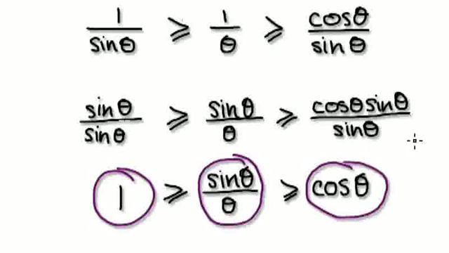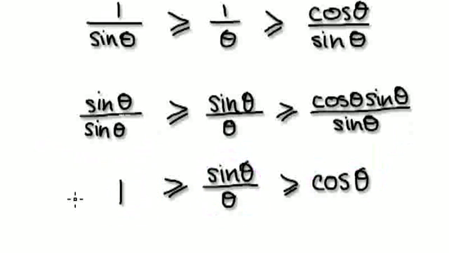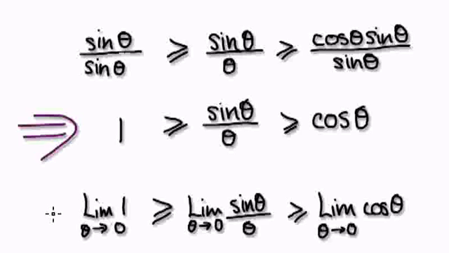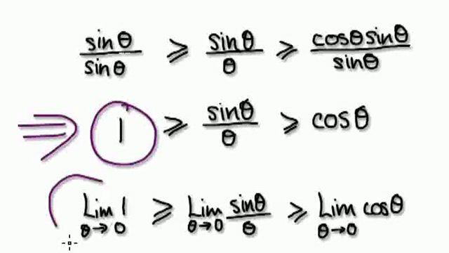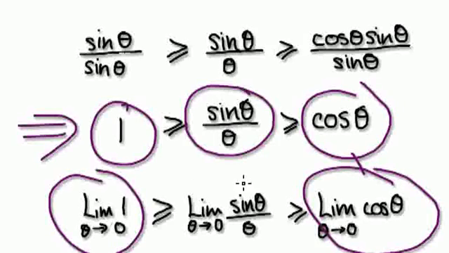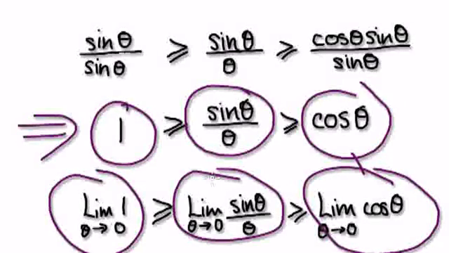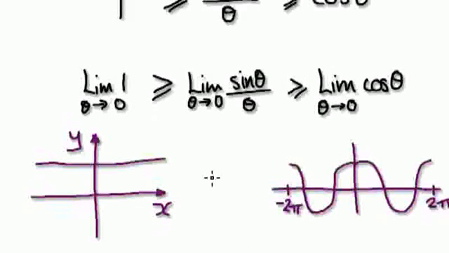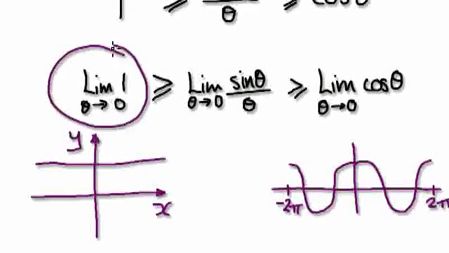Okay, so now take the limit of this as theta approaches 0. Our next step, we are currently here. Our next step is to take the limit of both sides. So here, take the limit of this side, which is this, and then take the limit of this, which is this, and again we are taking a limit of everything as theta tends to 0. Okay, and then if you look at this here, the limit of 1 as theta tends to 0.